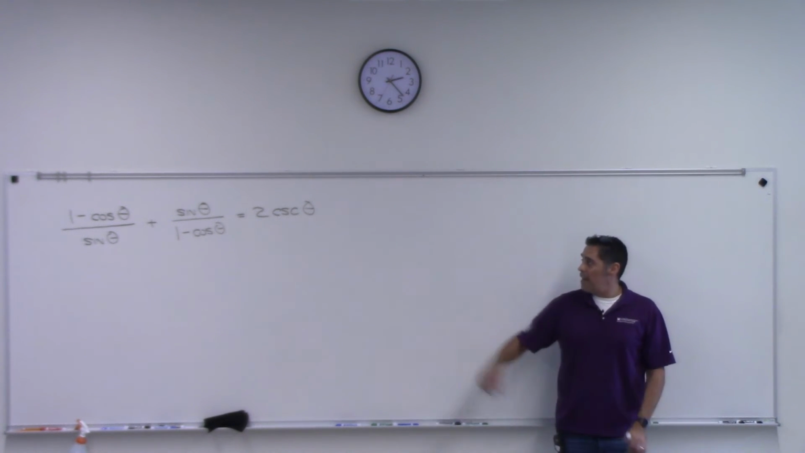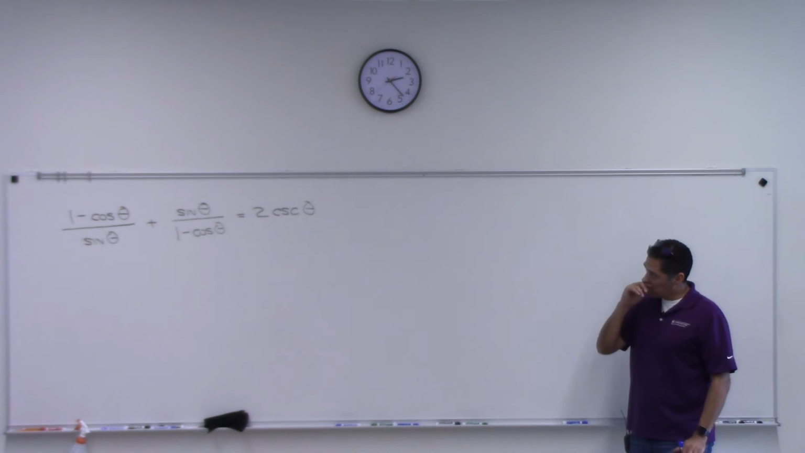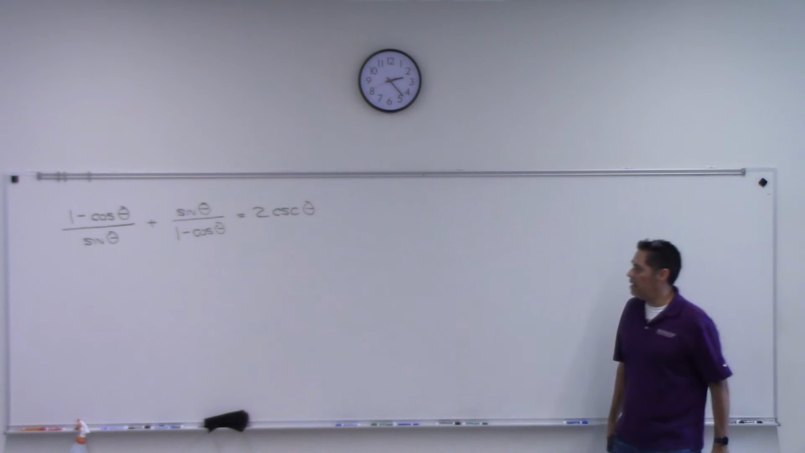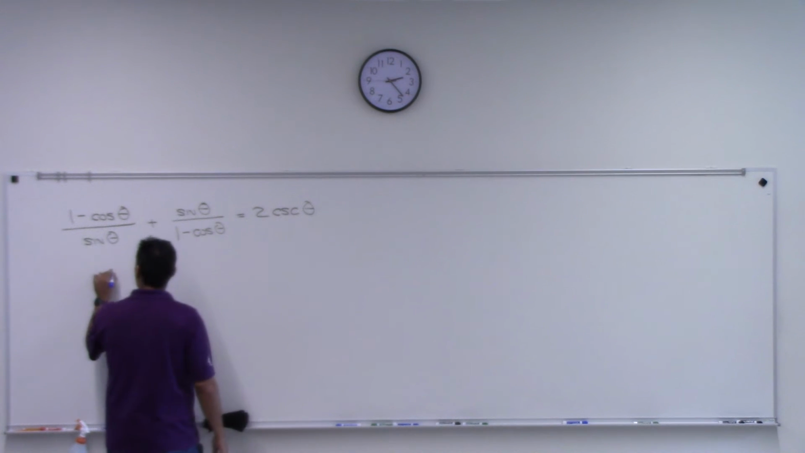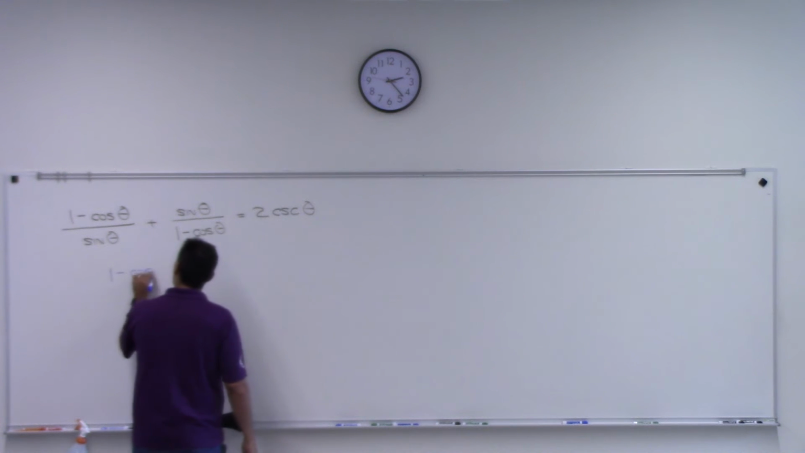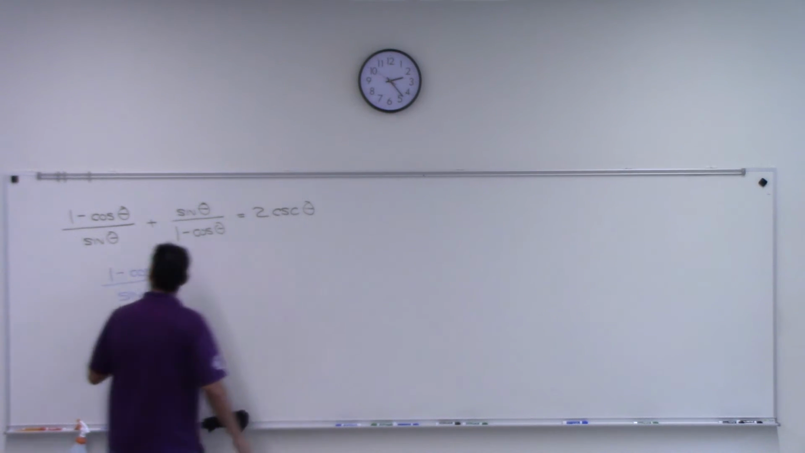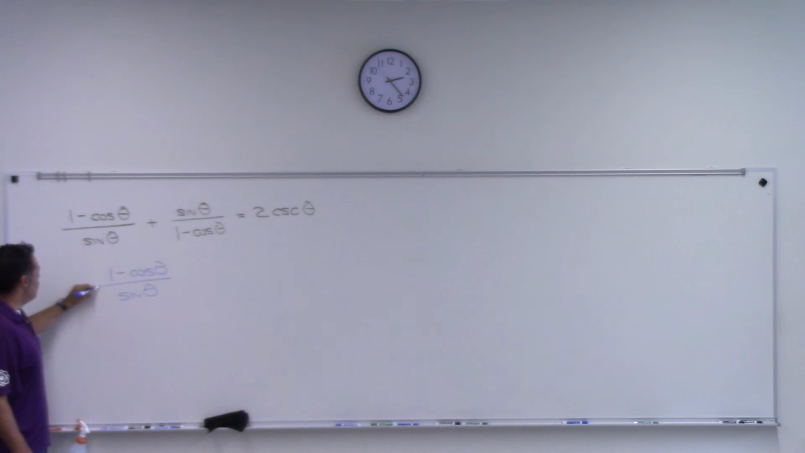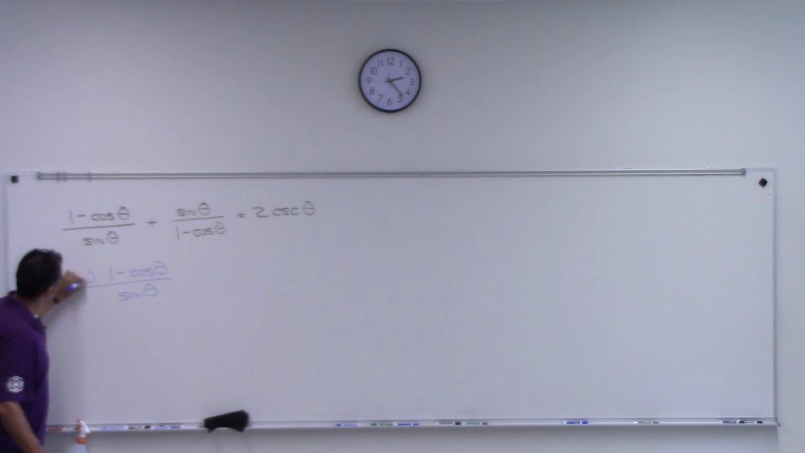So we need to verify this is true. So I'm going to start with the left side. Any ideas here? Common denominator. I mean, let's put them together, right? So if I'm going to put them together, I have to take the first fraction over here. I have to multiply the top and bottom of that by what? 1 minus cos. That one, right? 1 minus cosine theta.